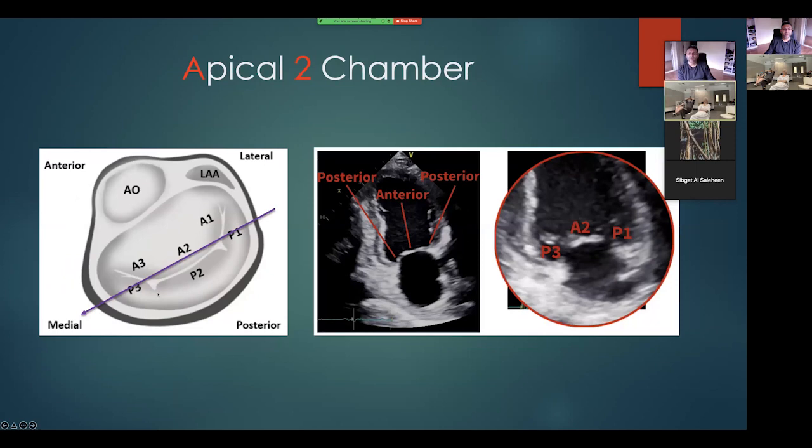Then apical 2-chamber. In the 4-chamber, we were cutting through P1, A2, A3, but in the 2-chamber, we are cutting through P1, A2, and P3. Just to remember, here is my mnemonic. Apical 2-chamber, I've highlighted it in red. A2 comes in between, and the other ones are posterior. So remember P1, A2, A3 for apical 4-chamber. In the center A2, then P1, P3. You can make your own mnemonics, but it helps me to remember that A2 comes in between P1 and P3 in apical 2 chambers.